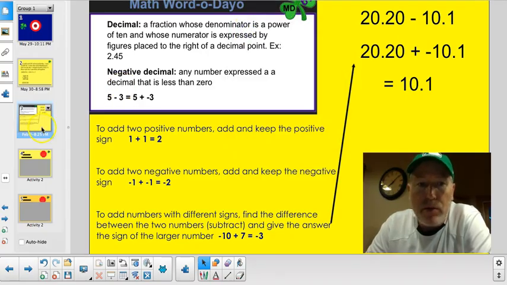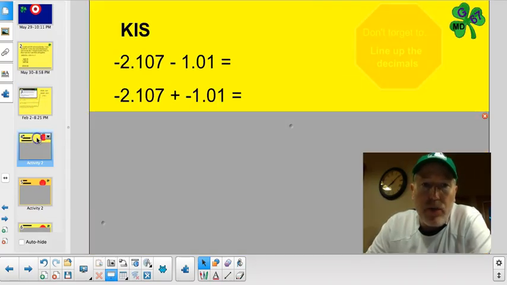I'm going to put that away. We won't be using it tonight. We'll be working these by hand. So let's get into it and work some problems. I put down KISS, keep it simple.